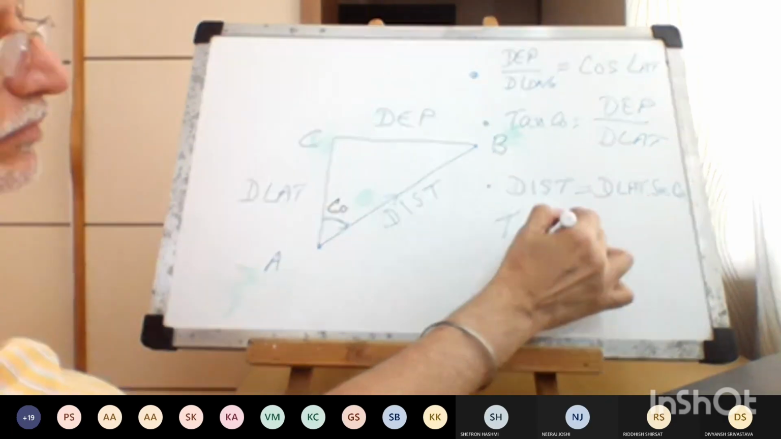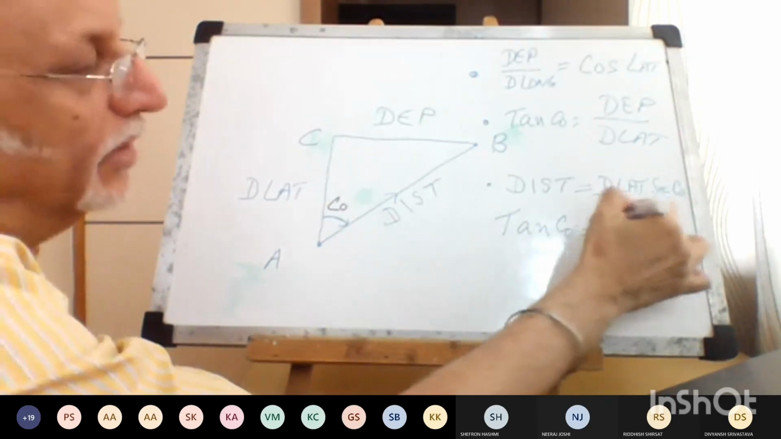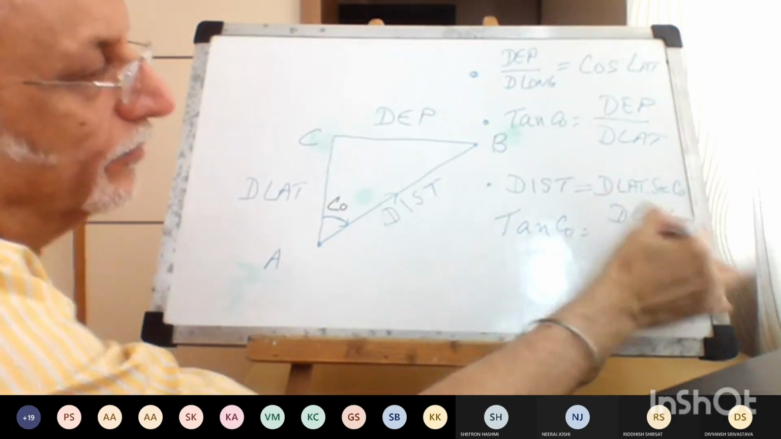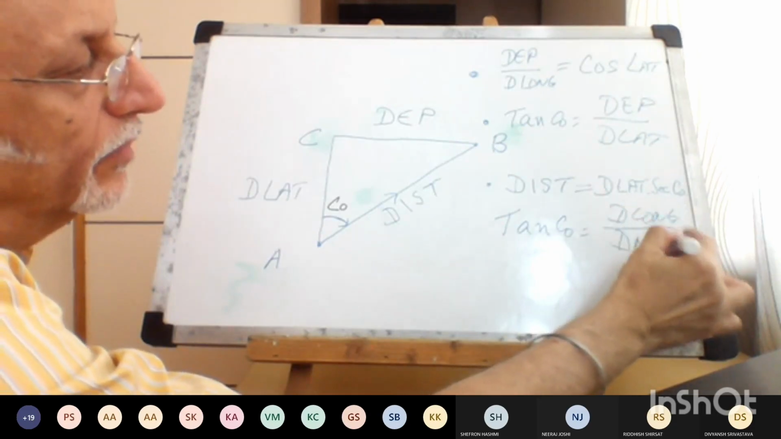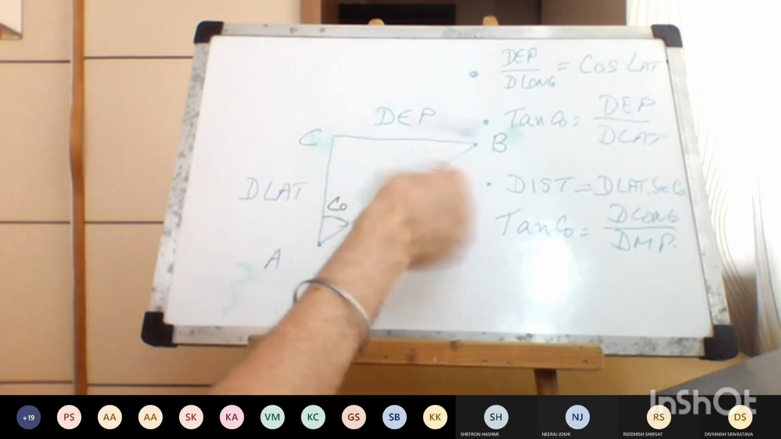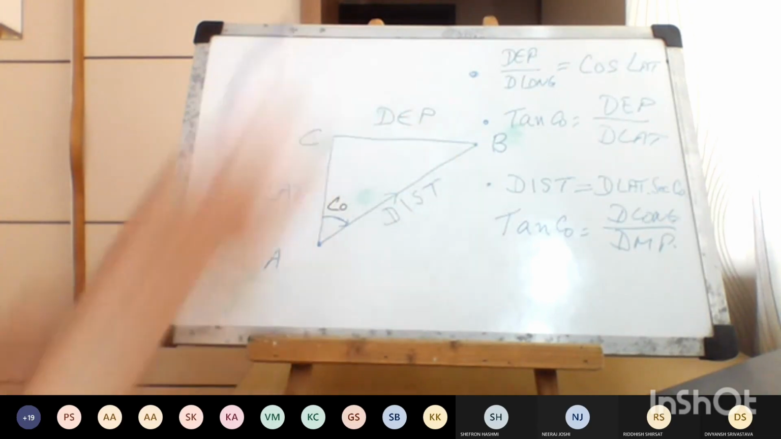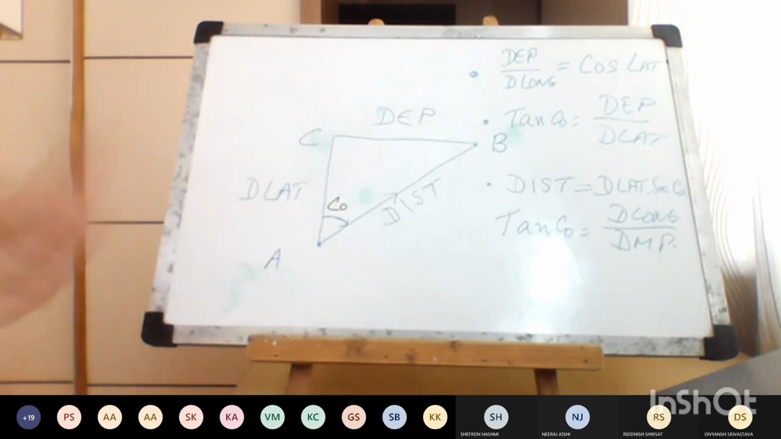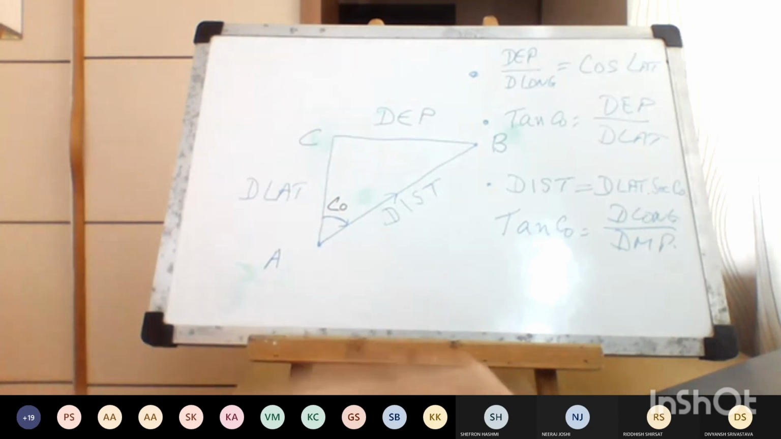Tan course is equal to D long upon DMP. There we have another triangle where we call this D long, but then the D lat is also extended, because that is DMP. What is that? I will just tell you in a moment. In any chart you must have seen.